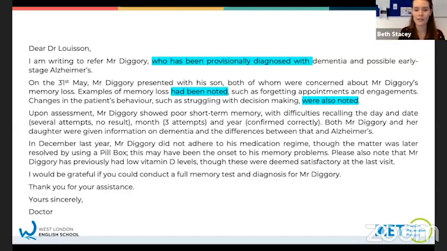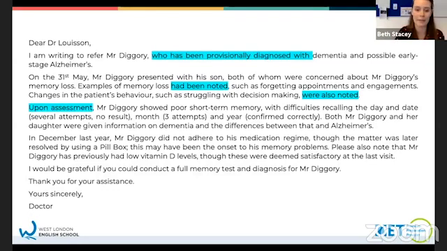I also like this use of the verb noted. So noted basically just means written down, like I made a note of it. So examples of memory loss had been noted, which is a good vocabulary. Upon assessment, another word for timing, is something similar actually to on examination. So it's when we did the assessment, but it's a much quicker and more concise way of writing that.